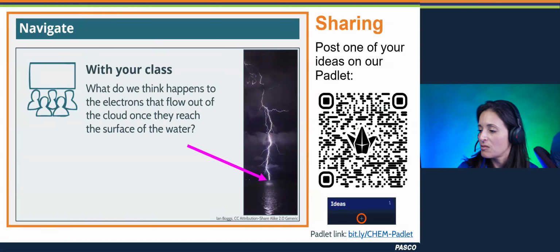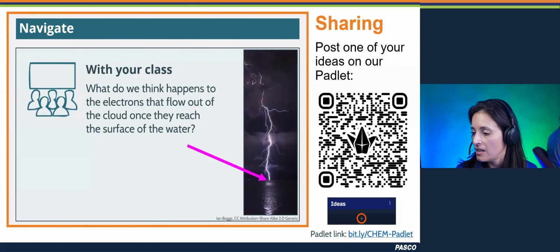Electrons go across the water surface. Maybe they move into the water. So they've got to go somewhere. I mean, that's what lightning is. It is electrons. What happens when it gets to the water?